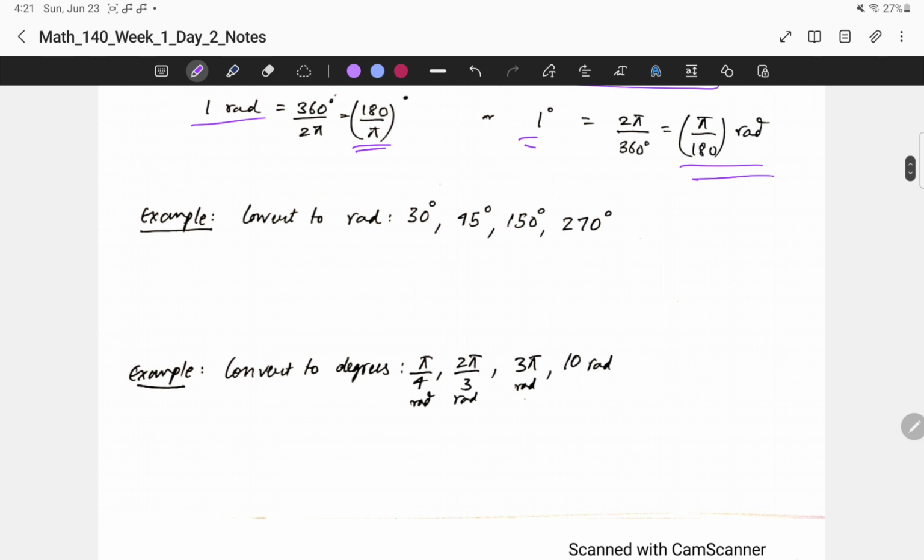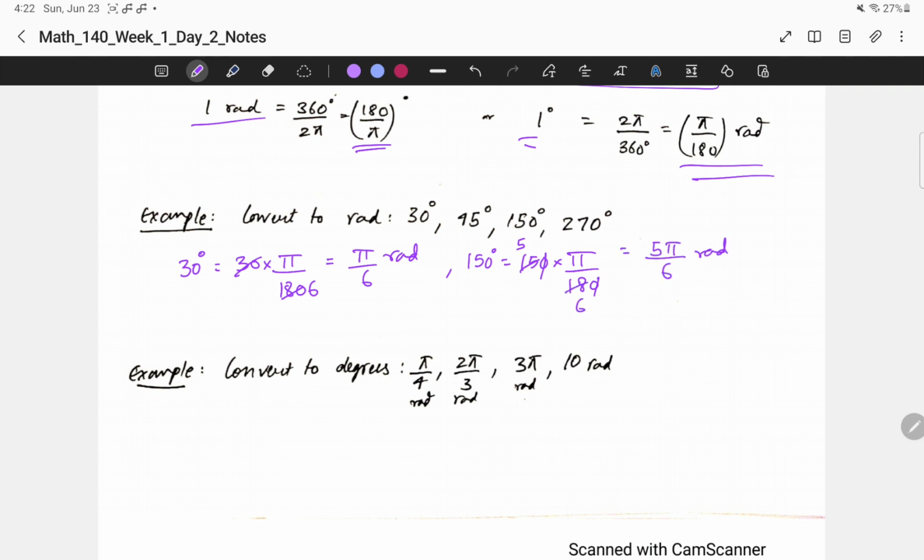Convert to radian, 30 degrees. So we know 1 degree is pi over 180. So 30 degrees is going to be 30 times pi over 180, which is pi over 6 radian. Similarly, 150 degrees would be 150 times pi over 180, you cancel out the 10, divide both numerator and denominator by 3, and you get 5 pi over 6. And you can go ahead and try for 45 and 270 in the same manner.